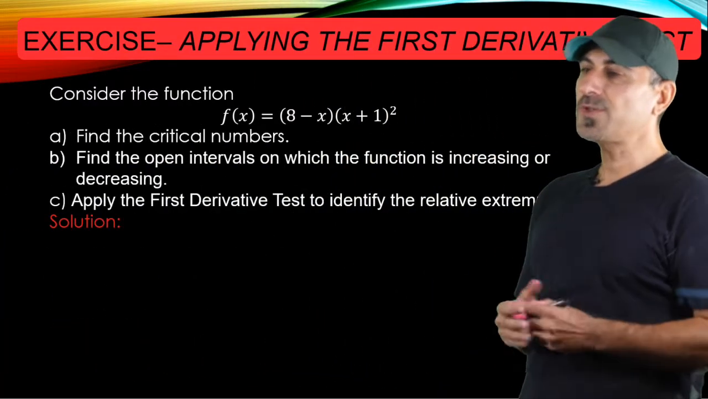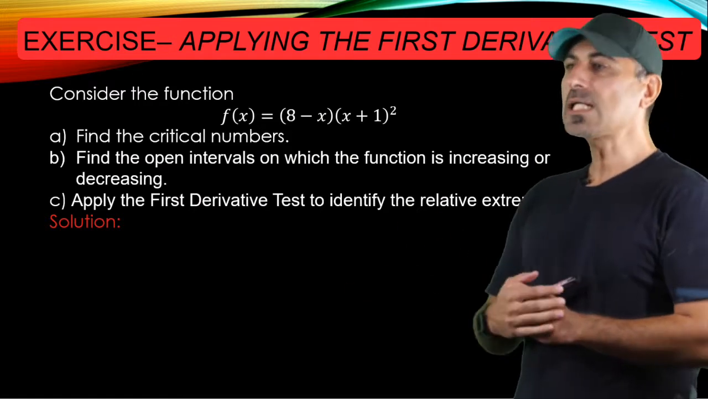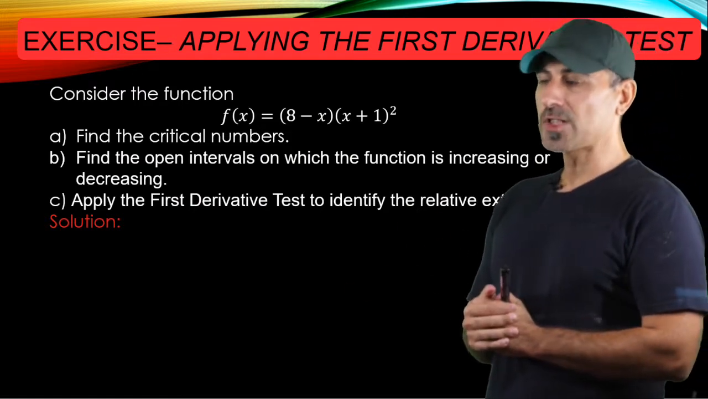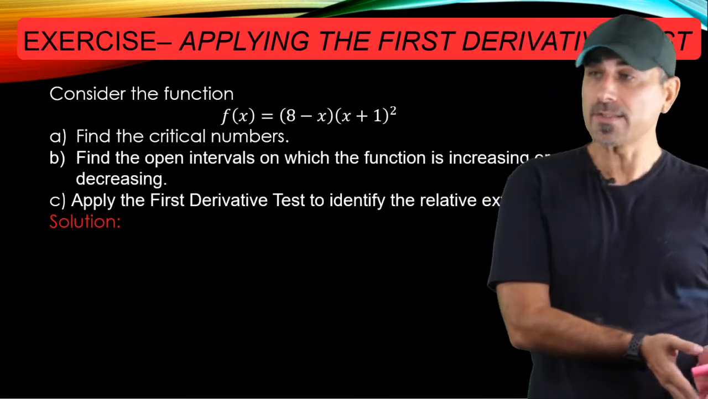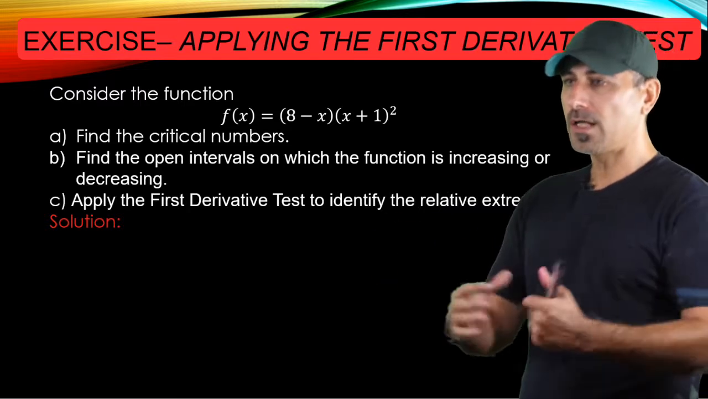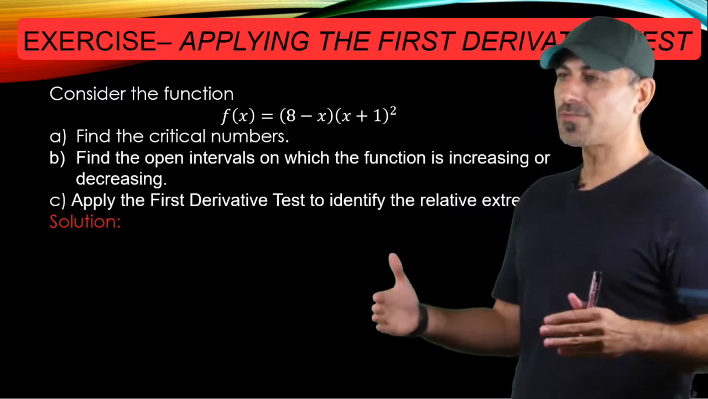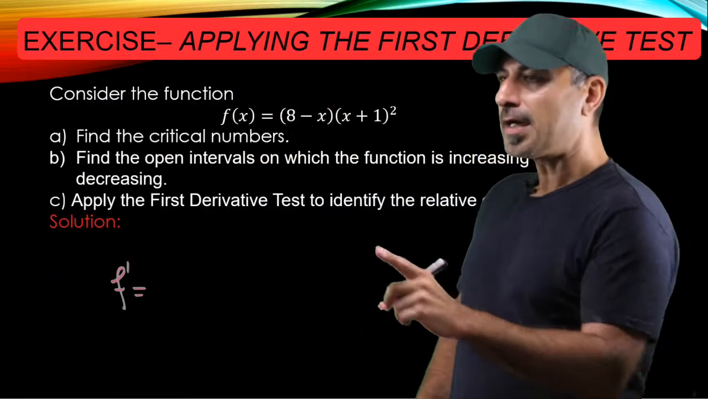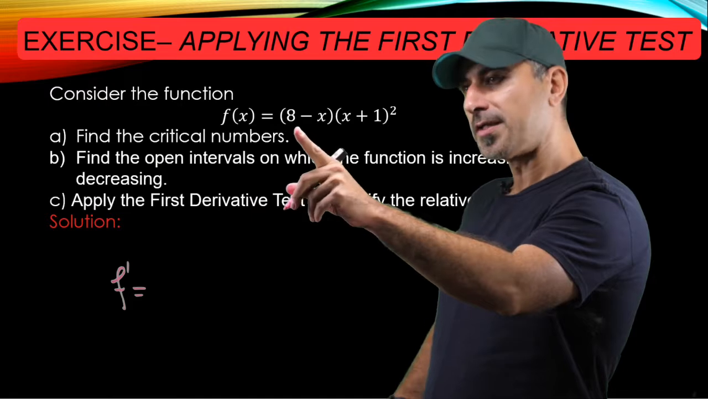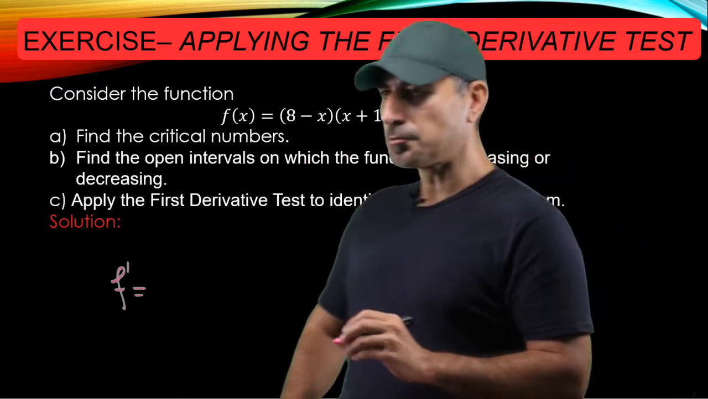All right, first we have to find the critical numbers, and we know how to find the critical numbers. We're looking for x's for which f prime is 0 or f prime is undefined. So we have two different types of critical numbers. But for both of them, we need to find f prime. And to find f prime, we should probably use the product rule because we have the product of two functions here. So let's apply the product rule real quick.